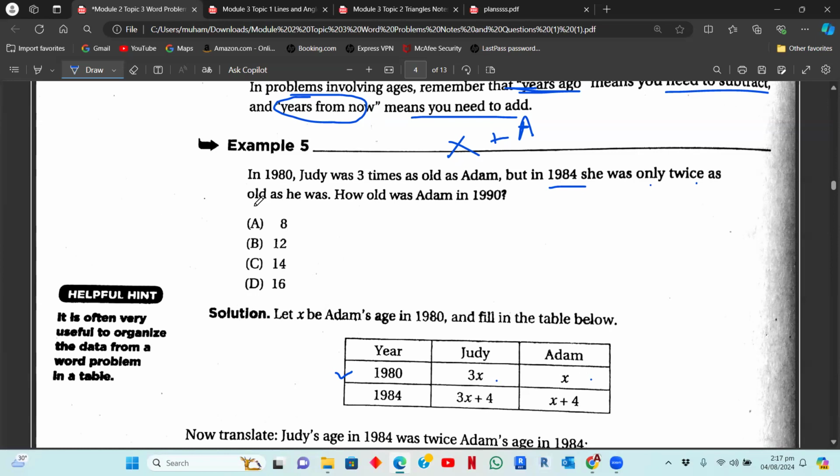In 1984, she was only twice as old as he was. Adam was x years old in 1980 and 4 years later he's going to be x plus 4. We can also figure out Judy's age 4 years later. We don't apply the equation yet. It's 3x plus 4, why? Because 4 is the number of years that have passed. So 3x plus 4. Now, we know their ages in both of these years.